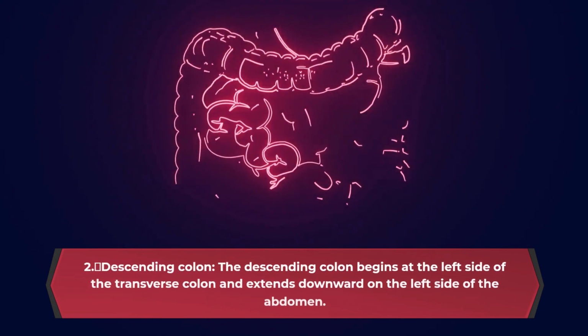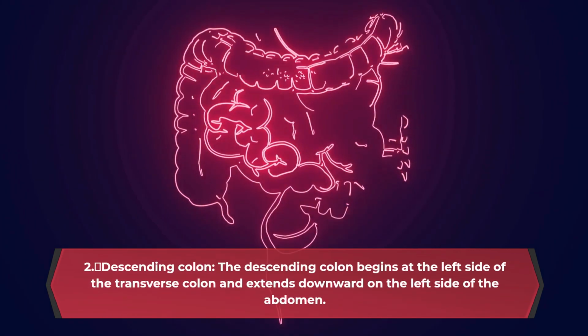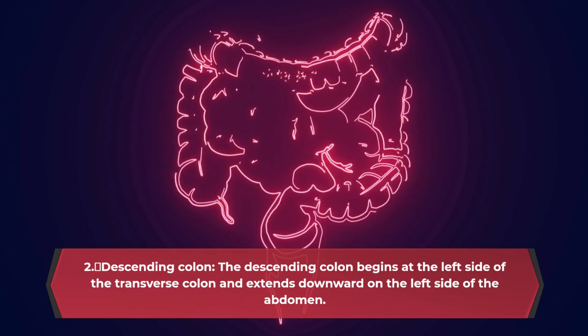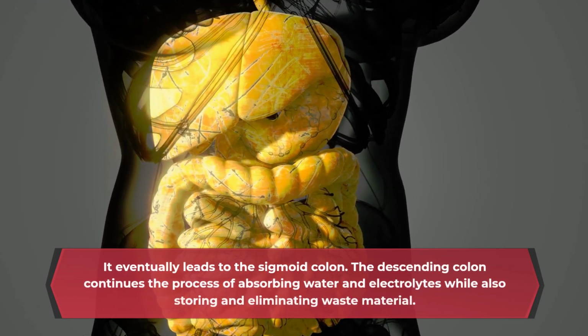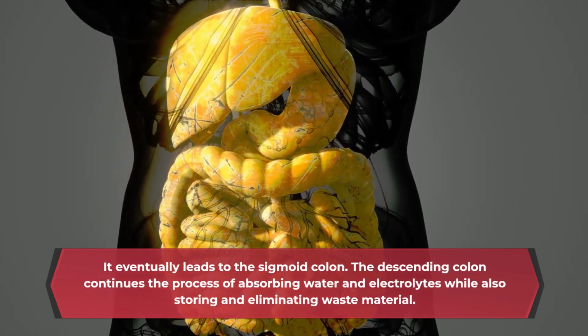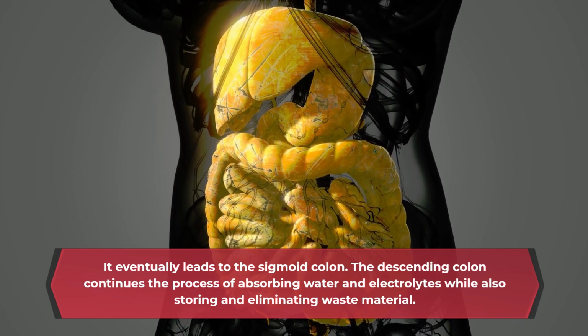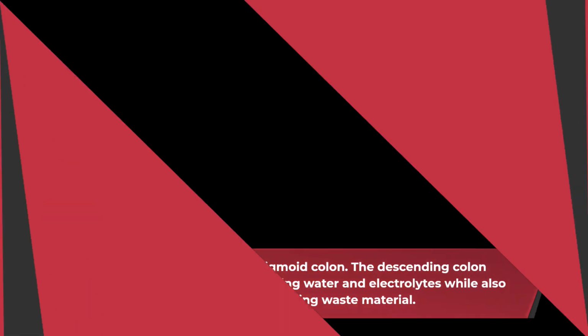3. Descending colon. The descending colon begins at the left side of the transverse colon and extends downward on the left side of the abdomen. It eventually leads to the sigmoid colon. The descending colon continues the process of absorbing water and electrolytes while also storing and eliminating waste material.